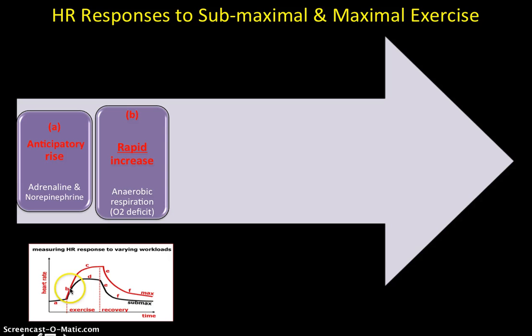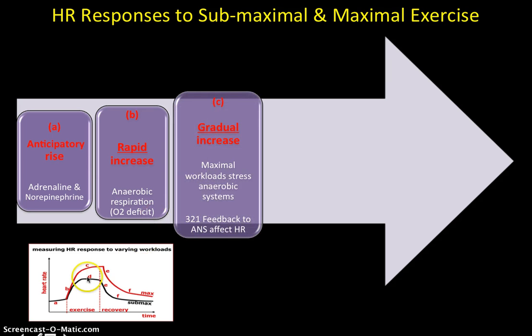B, in both cases then we have a rapid increase, a dramatic increase in heart rate and in cardiac output. At this point we're trying to work aerobically, but we're needing help from our anaerobic system. C, so we're looking at the maximal exercise now, is where we continue to increase our heart rate, but it's more gradual until we get up to our maximum.